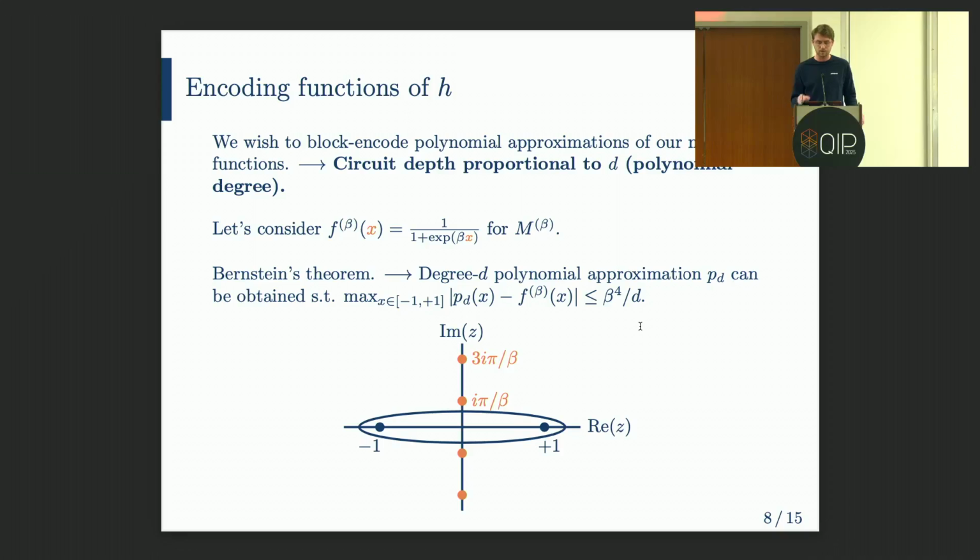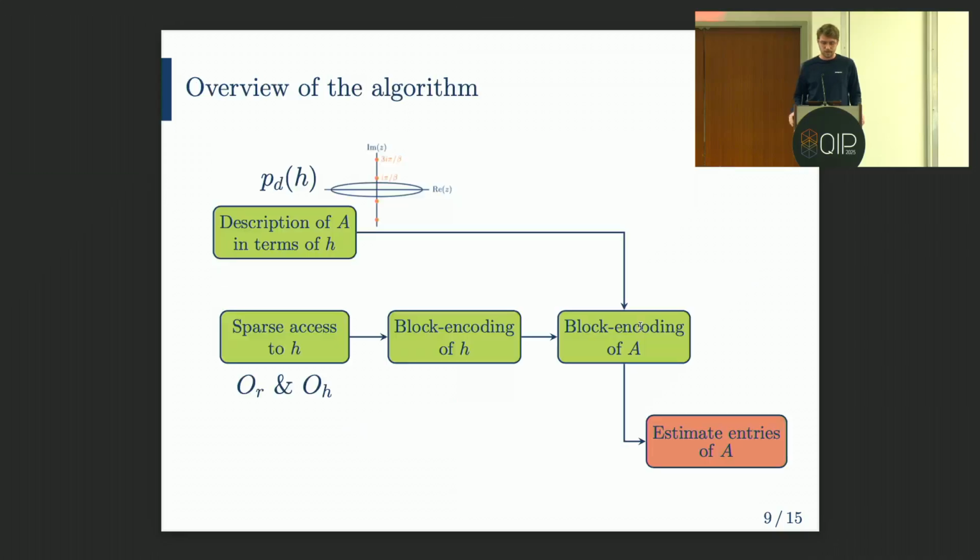And similar methods can be used to polynomially approximate the Green's function, and other methods for polynomial approximations can be used for the problem of time evolution. Okay, so now we've dealt with the two components that allow us to block encode A, and the thing that's left to do is to actually estimate entries of A.